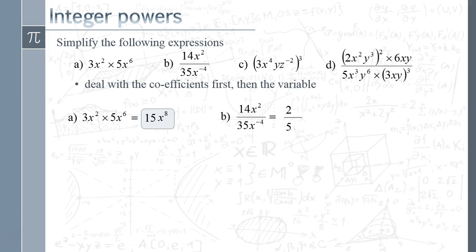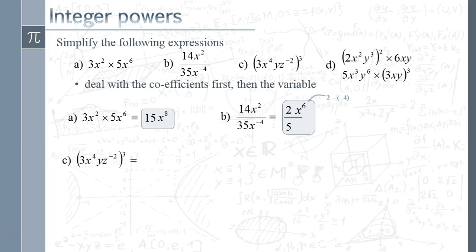Now we've got to think about our division law, and our division law says that when you divide, you subtract the powers. So the powers I've got are 2 and minus 4. I've got to do 2 minus minus 4. That's the bit where we've got to be a bit careful. As you can see, 2 minus minus 4 is power 6. So I've got 2x to the 6 over 5, or 2/5 x to the power 6.